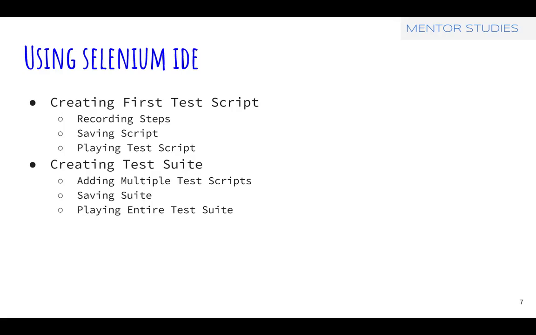We have already created our first test script yesterday, and we have seen how we can record, how we can save the script, and how we can open and play it back. Now we're going to create a test suite. A test suite is nothing but a group of similar test scripts. One test script is already there. We're going to create a test suite, and within that test suite, we're going to add multiple test scripts. At the end, we can save that test suite and play the entire test suite. So let's go ahead and do that.